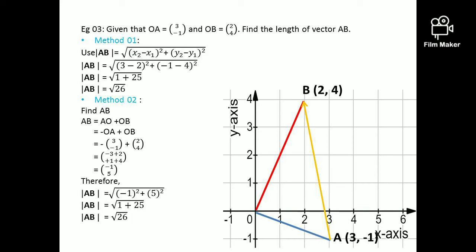Then the x value is minus 1 and y value is 5. Therefore you can work out modulus of AB equals the square root of (-1) squared plus 5 squared. That answer would be square root of 26. There is one common mistake most students make: they forget to put the bracket around the minus figures. Therefore you will obtain a wrong answer. So remember that you have to put a bracket when you are squaring a minus value.